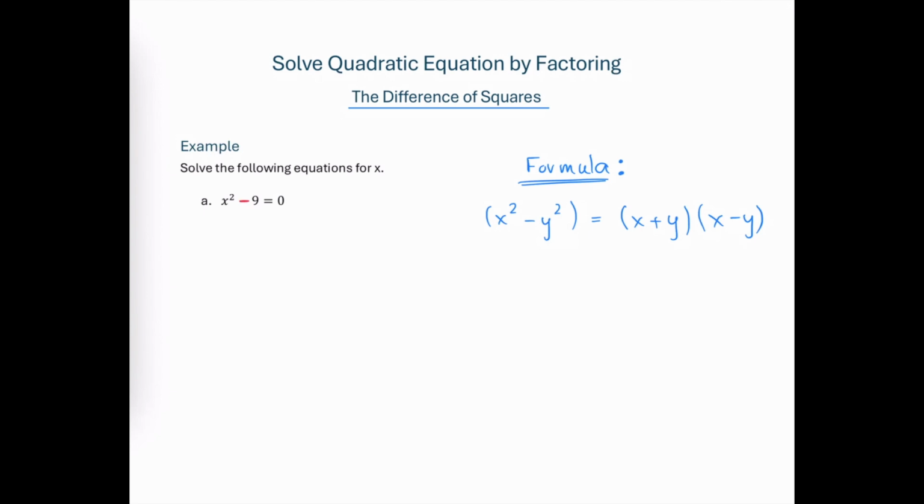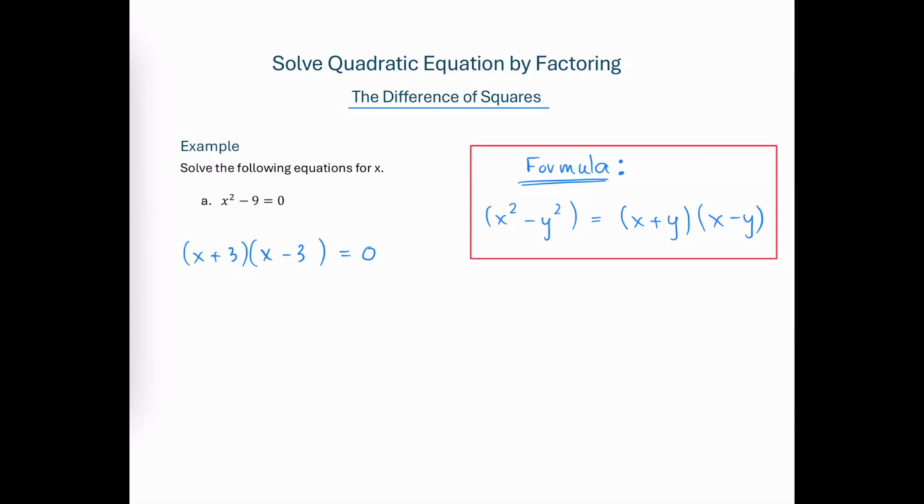And so using this formula, we know that this is going to then factor into the square root of the first term, which is x, plus the square root of the second term, which is 3, and then the square root of that first term minus the square root of the second term, and we still have the equal 0 on the right. We can memorize this formula and use it to factor any quadratic that's the difference of squares.